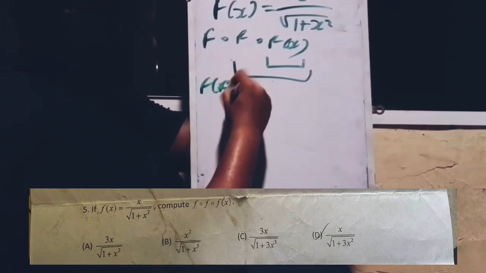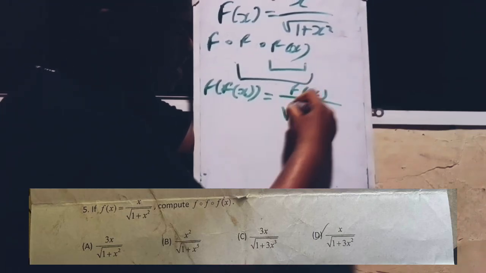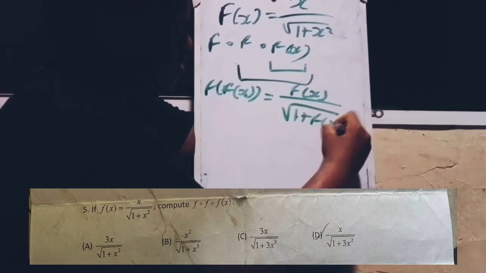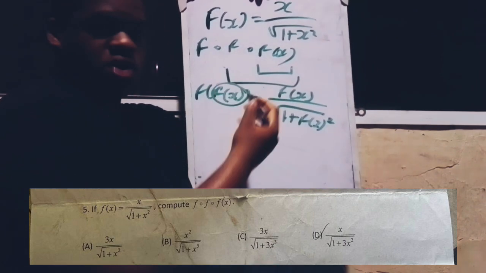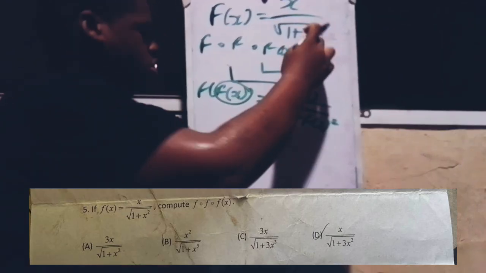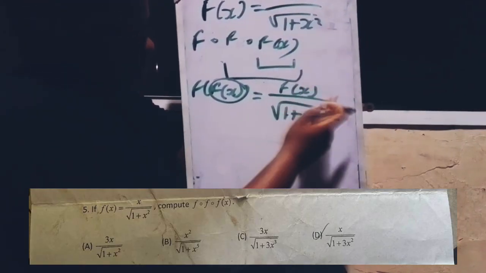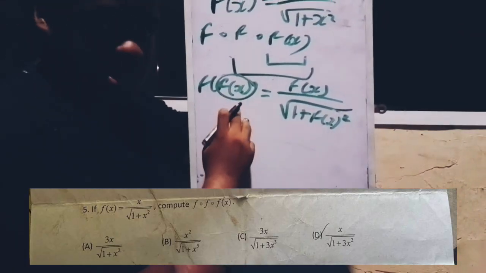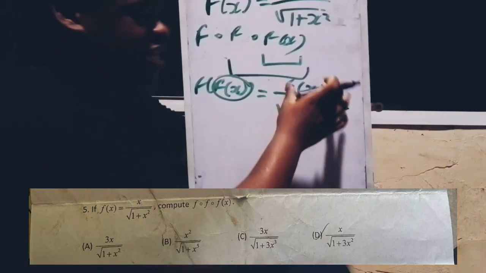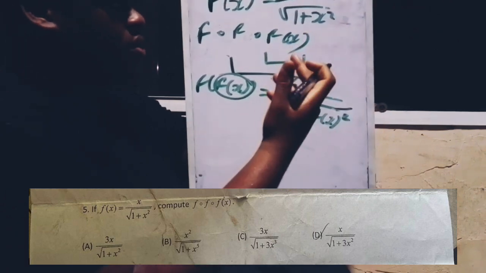So f of f of x is going to equal f of x divided by the square root of 1 plus f of x squared. I'm very sure this is intuitive. Whatever you see inside the bracket is your value of x. So everywhere you see x here, you put f of x. So you have f of x divided by the square root of 1 plus f of x squared. Good. Now, this is not the most simplified because this function is in terms of x. It's not in terms of f of x. So you have to simplify by changing all the f of x to the function itself, x divided by the square root of 1 plus x squared.